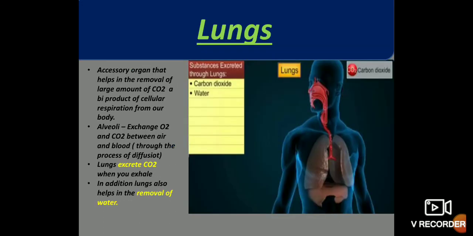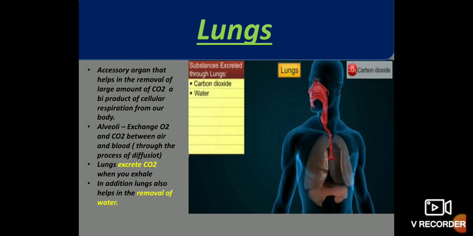The lungs are also an accessory organ that helps in the removal of a large amount of carbon dioxide, a byproduct of cellular respiration, from our body. In addition, the lungs also help in the removal of water. Besides the kidneys, the skin, liver, and lungs, saliva too helps in the removal of a small amount of nitrogenous waste from our body.